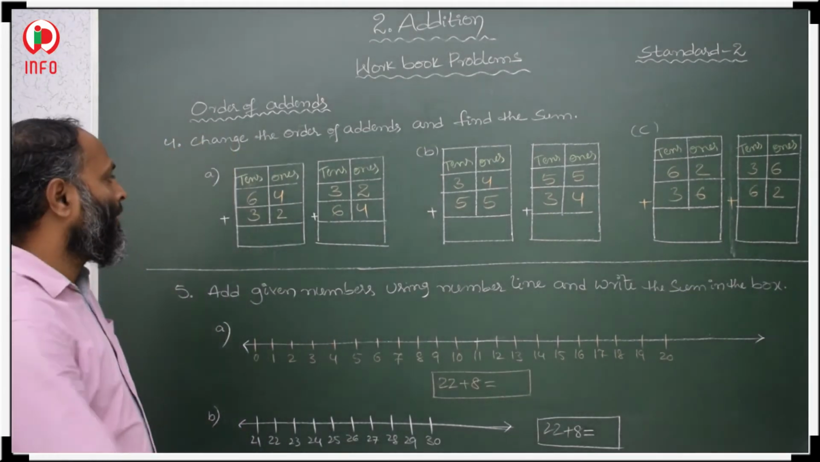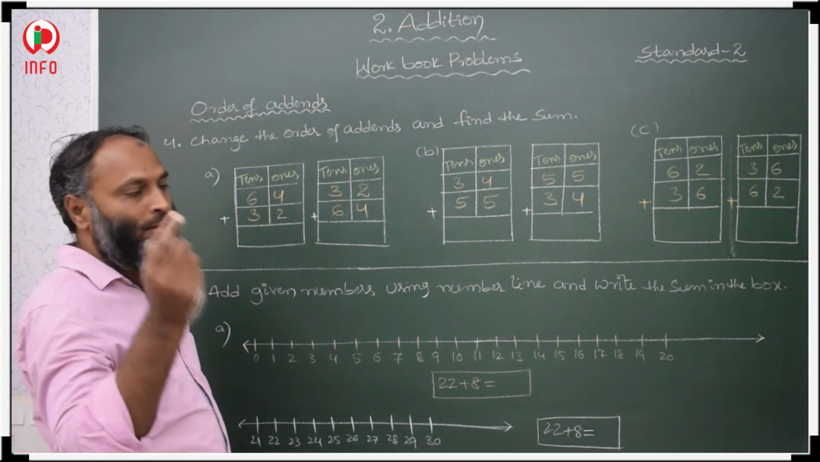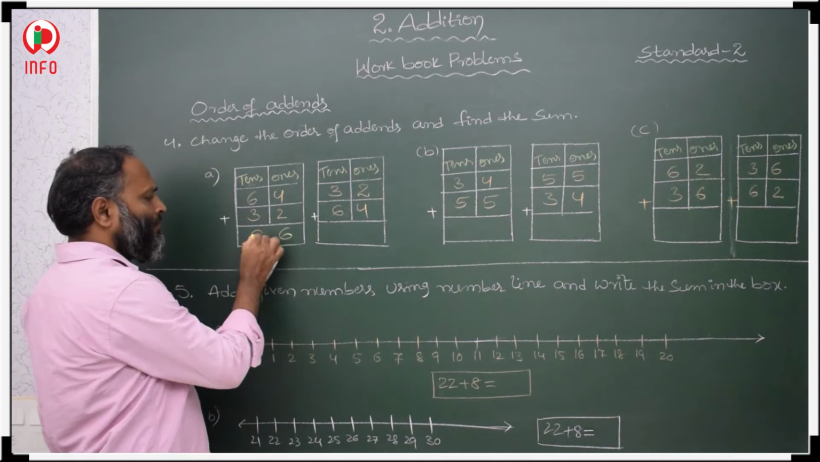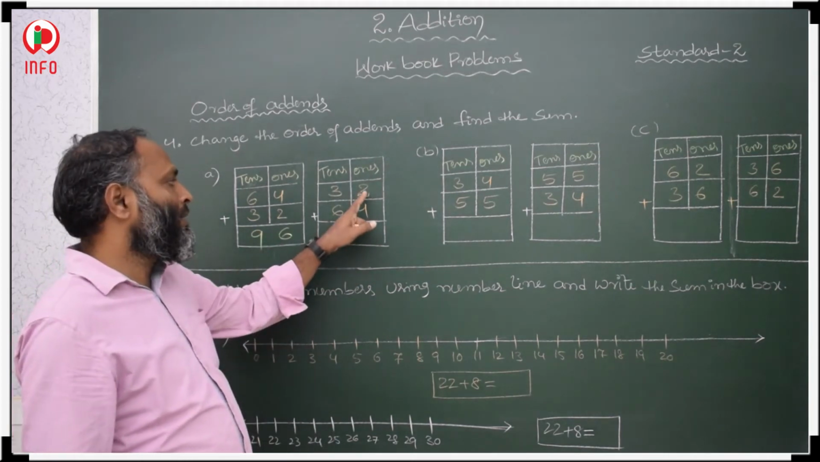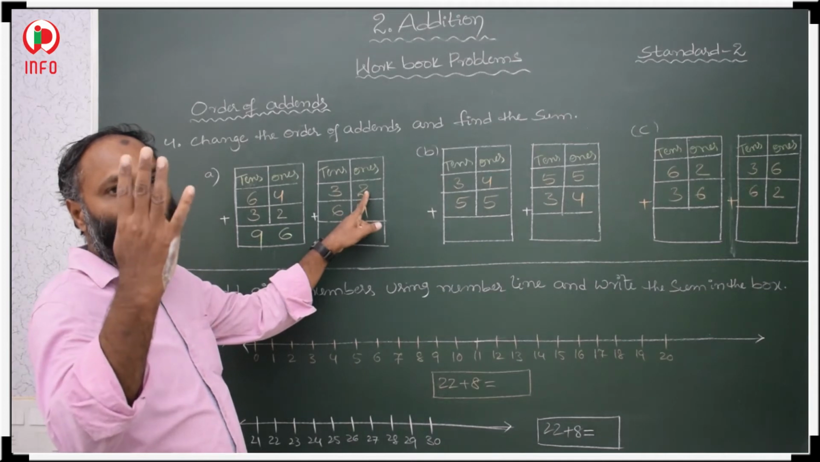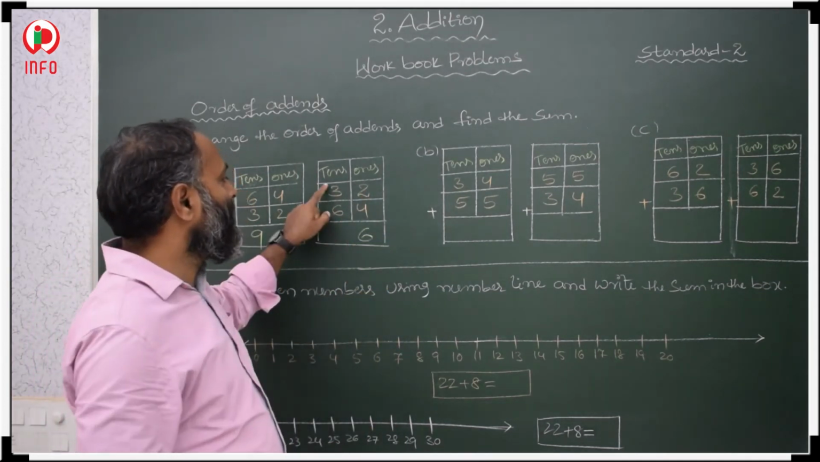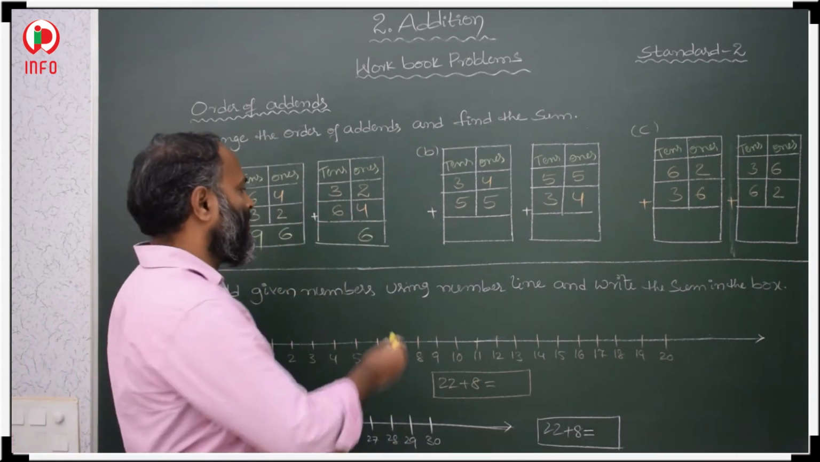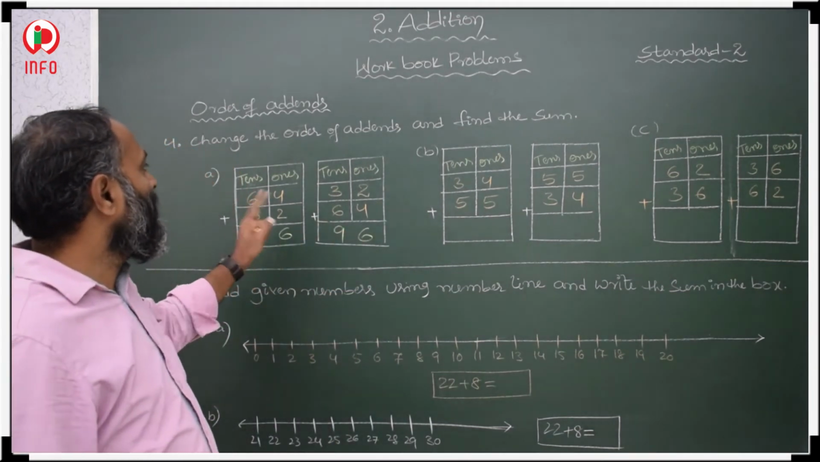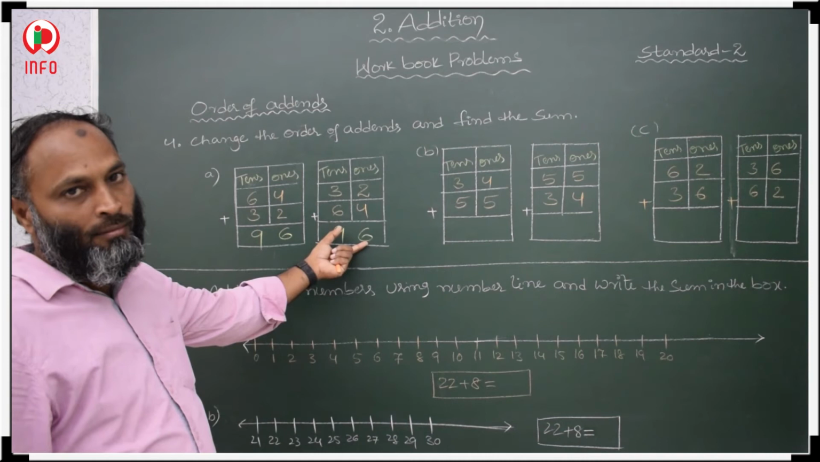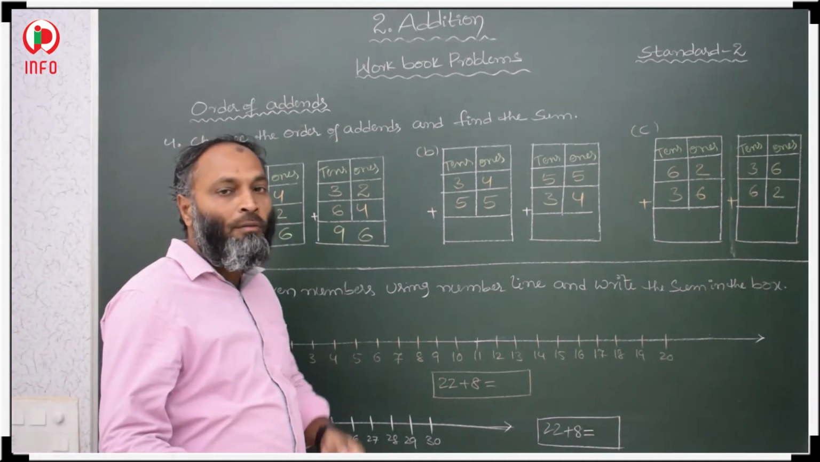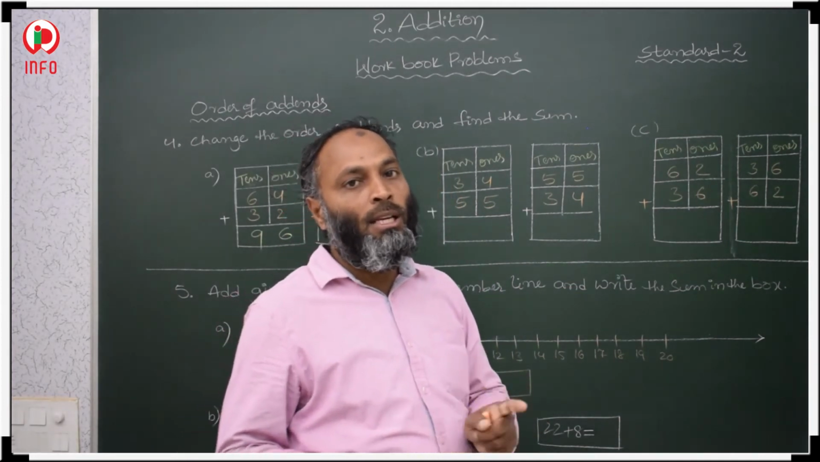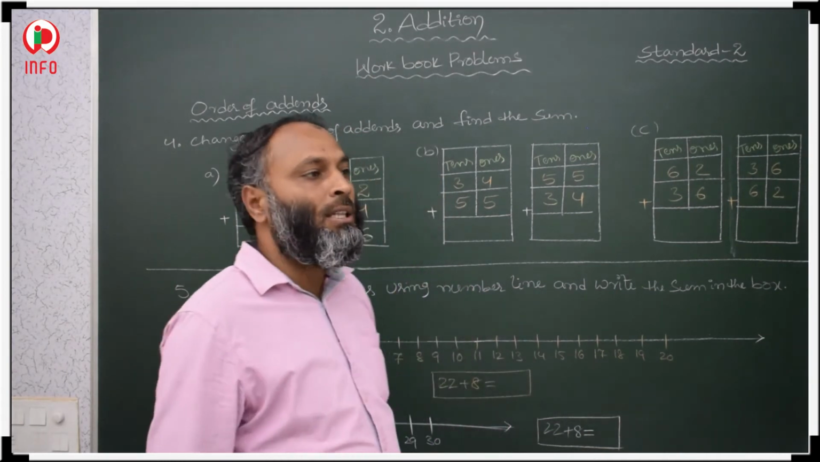We have to check. Okay, 4 plus 2: 4, 5, 6. 6 plus 3: 6, 7, 8, 9. 96. Here, 2 plus 1: 2, 3, 4, 5, 6. And 3 plus 6: 3, 4, 5, 6, 7, 8, 9. Then 96. If the order of the addends changes, the sum is the same. Whatever the order of the addends, the sum remains constant, meaning it remains the same. There is no change in the sum.